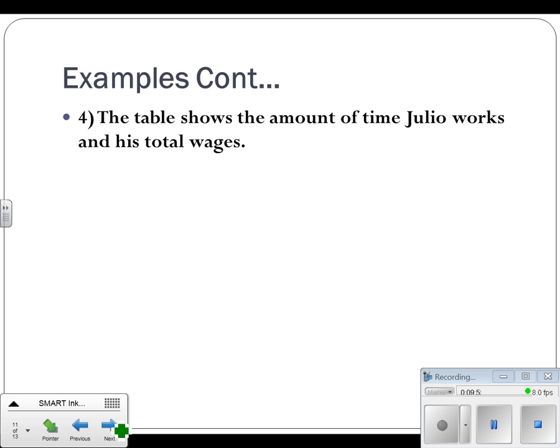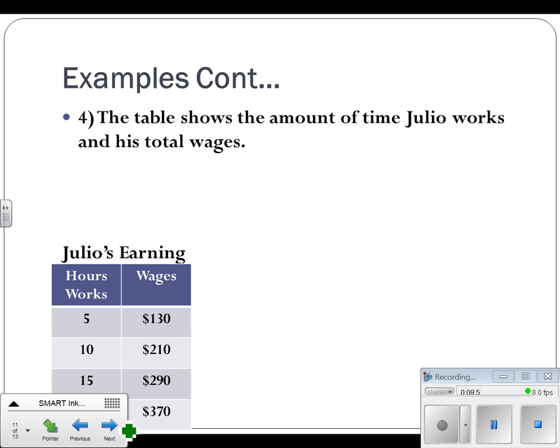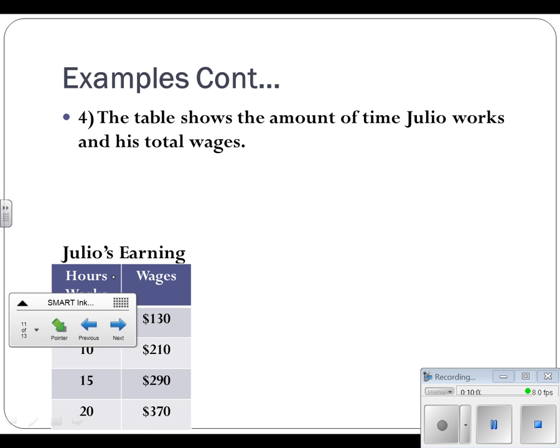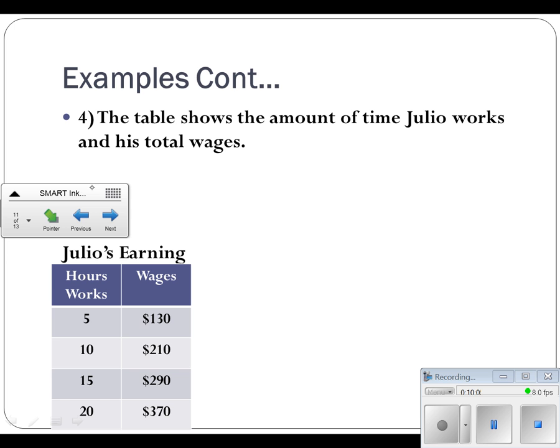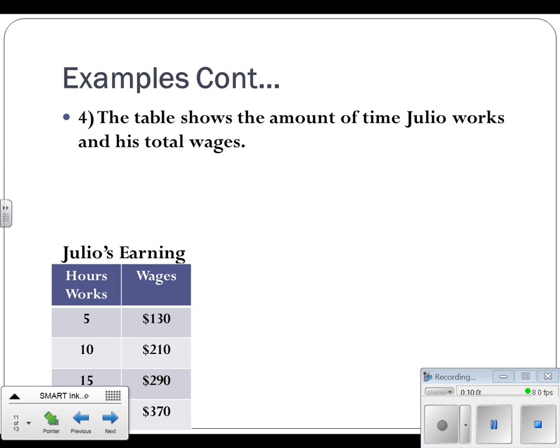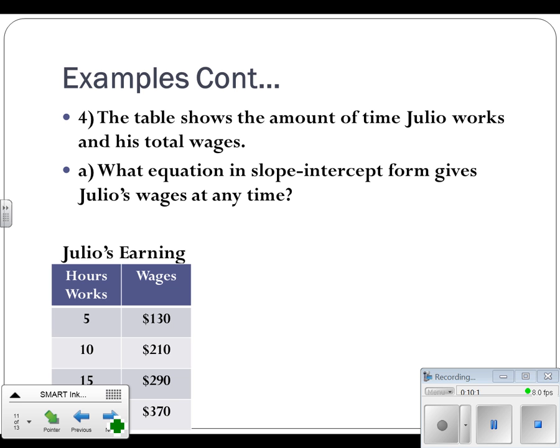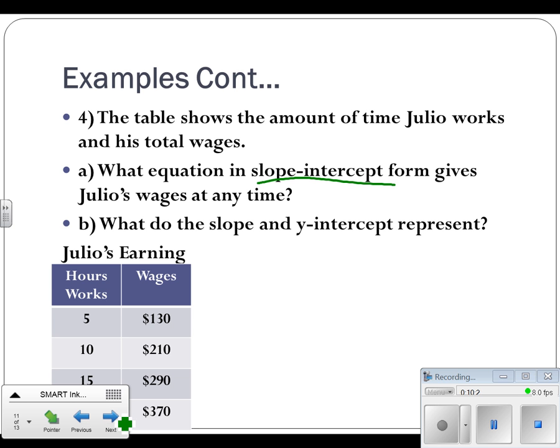This table here shows the amount of time Julio works and his total wages. So we can see here, if I move this up, it goes up by 5s: 5, 10, 15, 20. Okay, so I'm going to move this back down here. We're going to do a few things. First, what equation in slope-intercept form would give Julio's wages at any time? So now we're looking at slope-intercept form. And then what do the slope and the y-intercept represent?